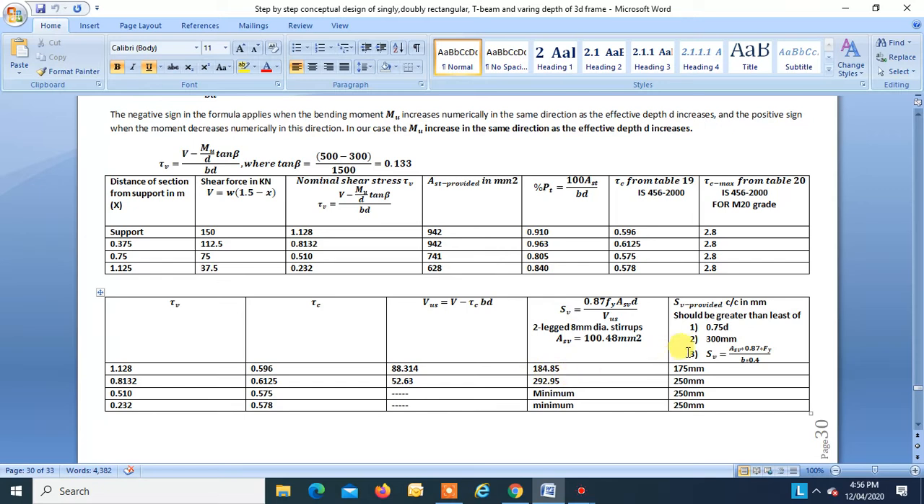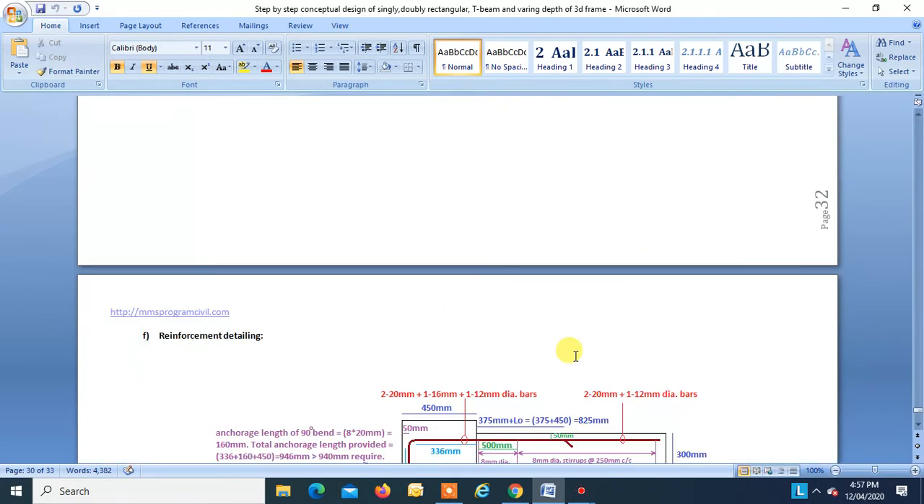Now this spacing has to be less than the lesser of these three, okay. So this is the spacing which we will provide, okay. We will provide 175 mm up to a distance 0.375 meters from the support, right? Then 250 mm throughout the beam. But instead of this length 0.375 meters, we will provide this spacing up to 0.5 meters. Okay, let me show you in detail.